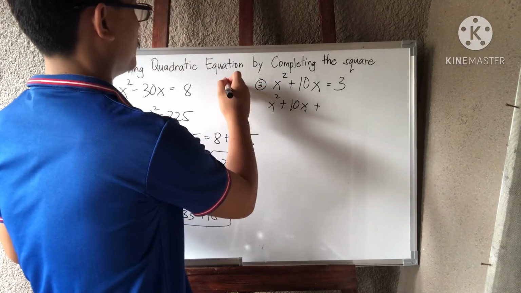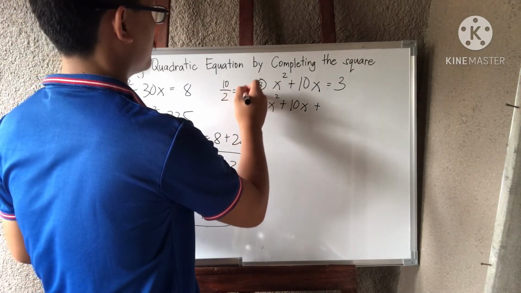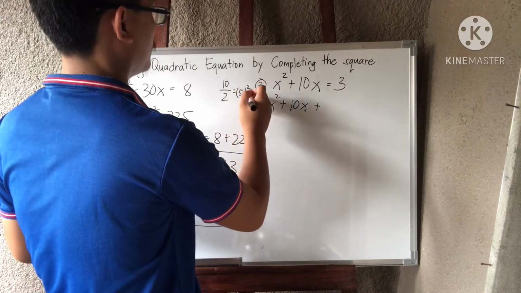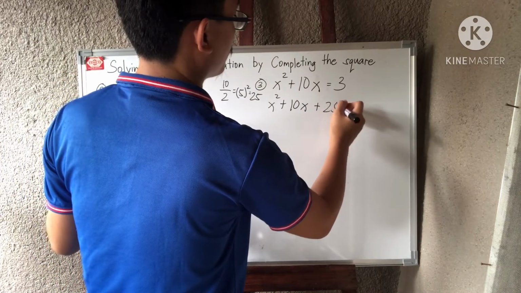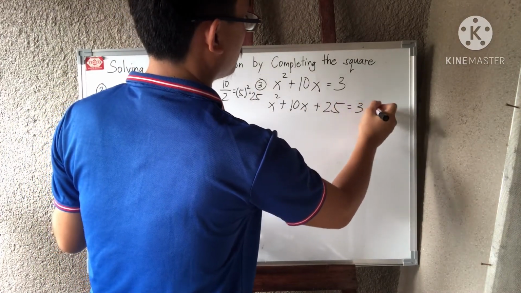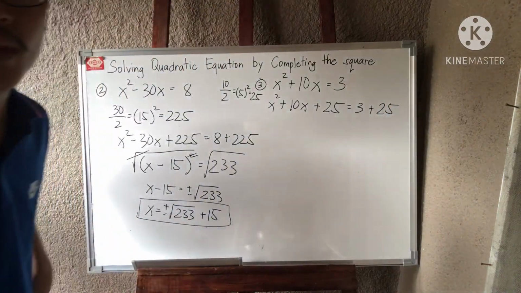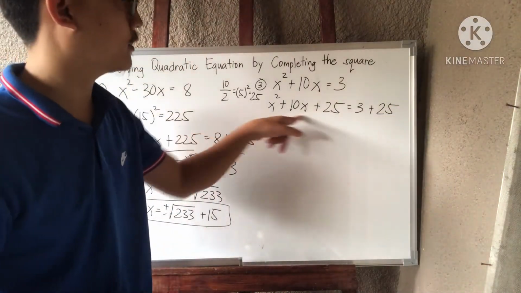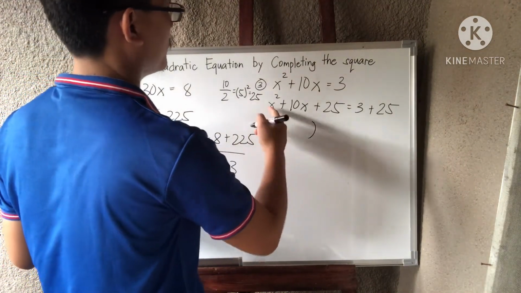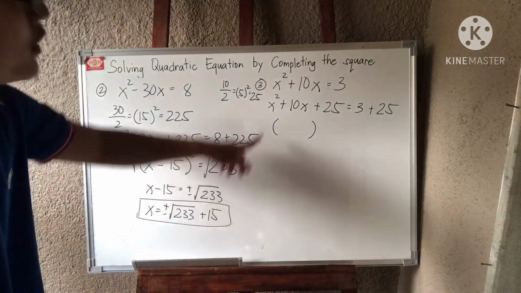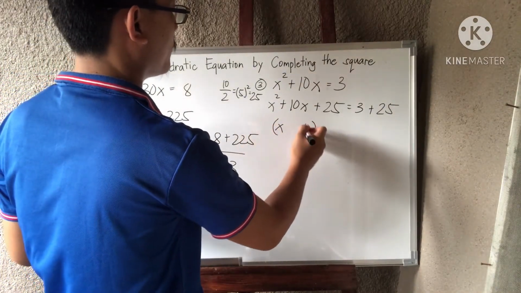so kanina you have 10 divided by 2 is 5 squared, that is 25. So plus 25 equals 3 plus 25. Okay, so this is now perfect square trinomial. We can make this as a square of binomial by taking the square root of the first and the last term. So x squared, square root niyan x, square root ng 25, 5.